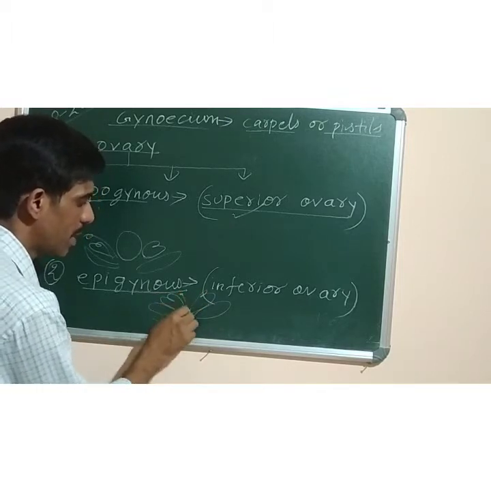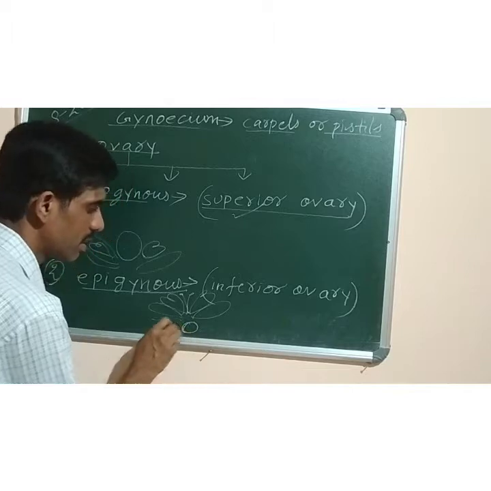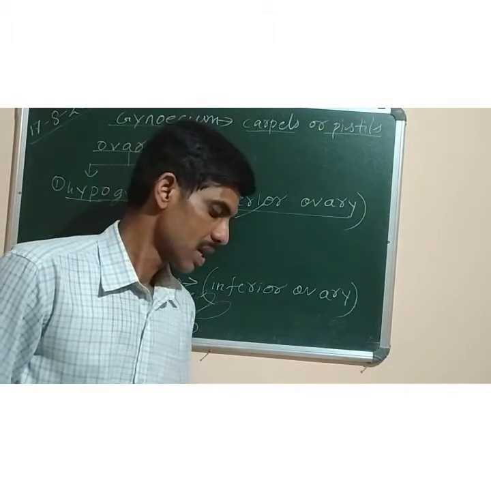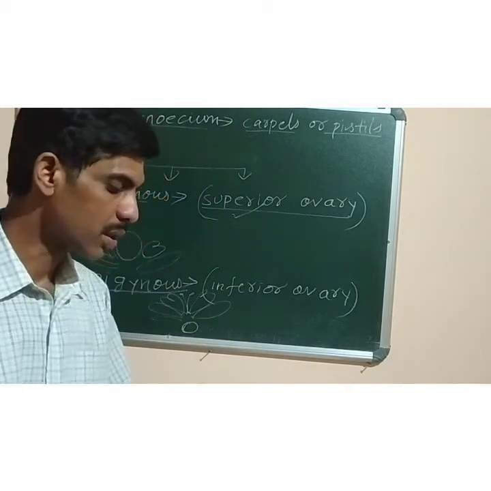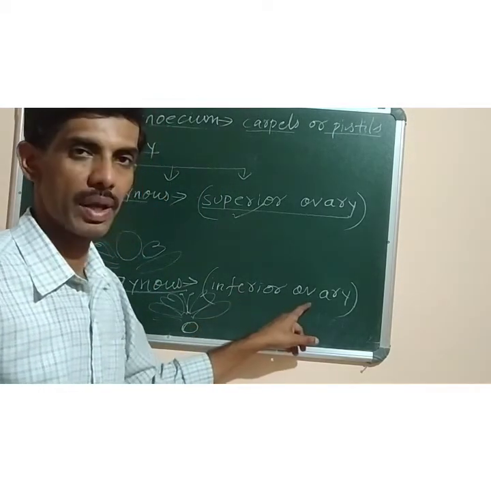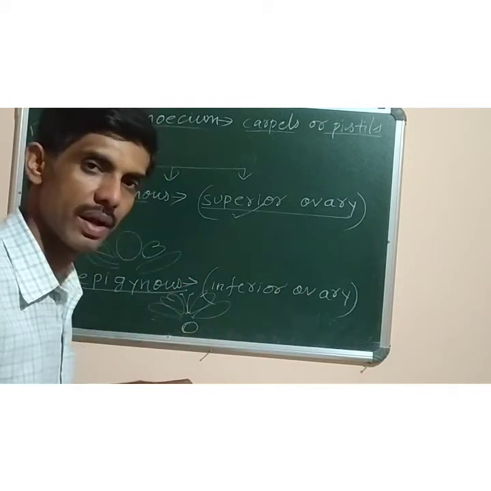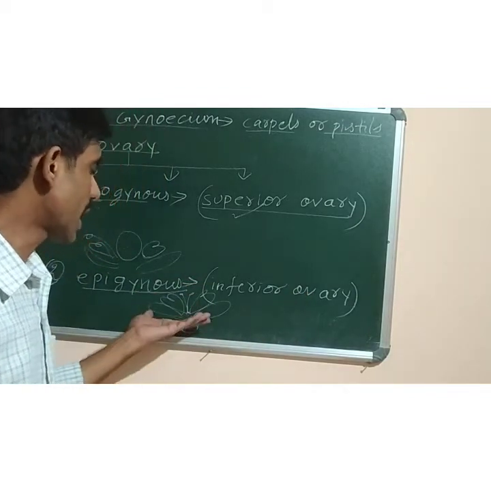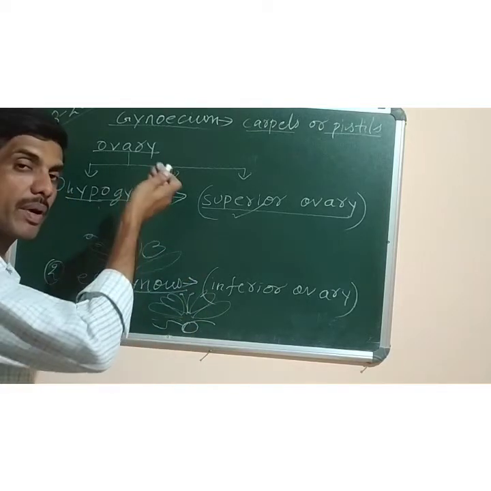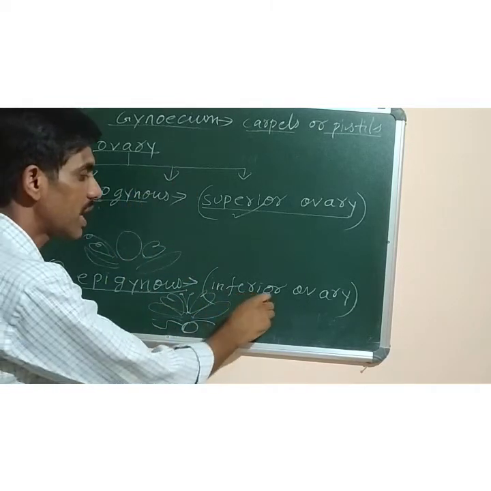Endometrium is there, that is the male part, and the ovary is down here, below all the 3 parts. It is called epigynous. So the ovary is attached below the other 3 whorls. Such an ovary is called an inferior ovary. Inferior means downward. The ovary position is down and the position of the rest of the 3 floral parts is above. So such an ovary is called inferior.